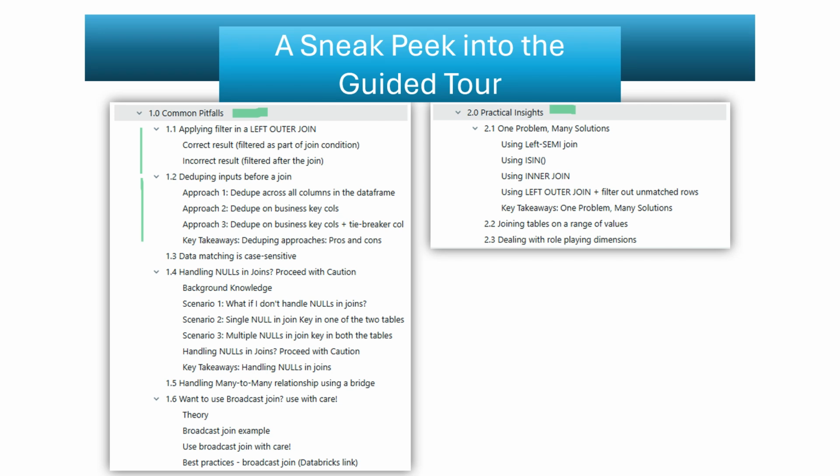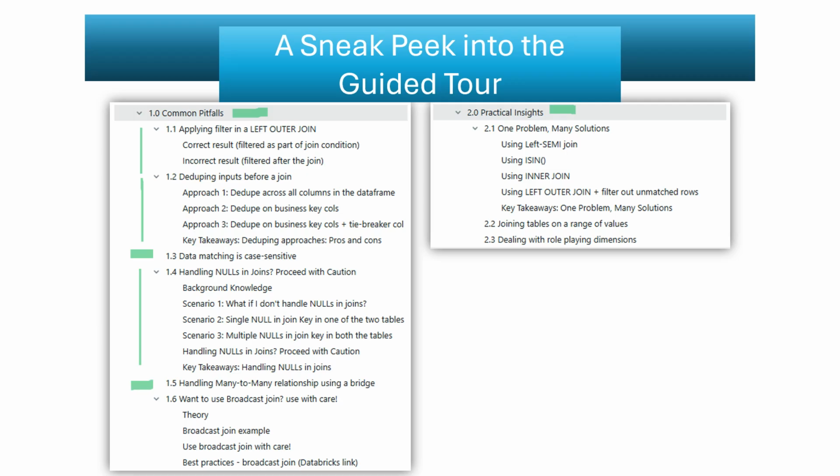Second, we will talk about how to dedupe data before joining. I will show you 3 different approaches and walk through their pros and cons. Third, a quick but important reminder. Filters in PySpark are case sensitive and that can sometimes lead to unexpected results. Fourth, we will discuss how to handle nulls in join conditions and what to be careful about.